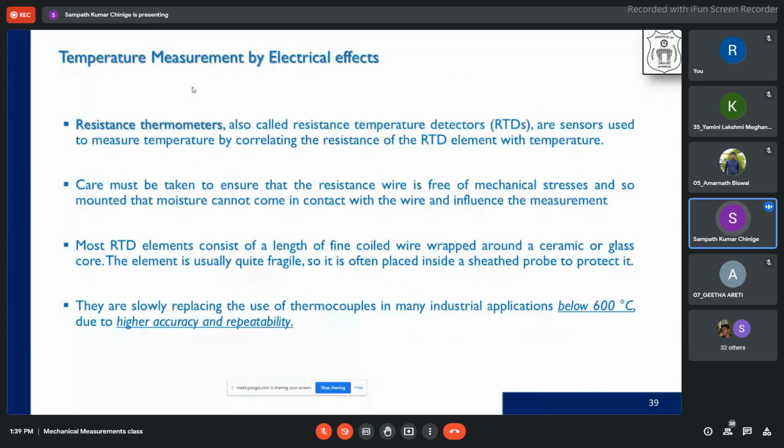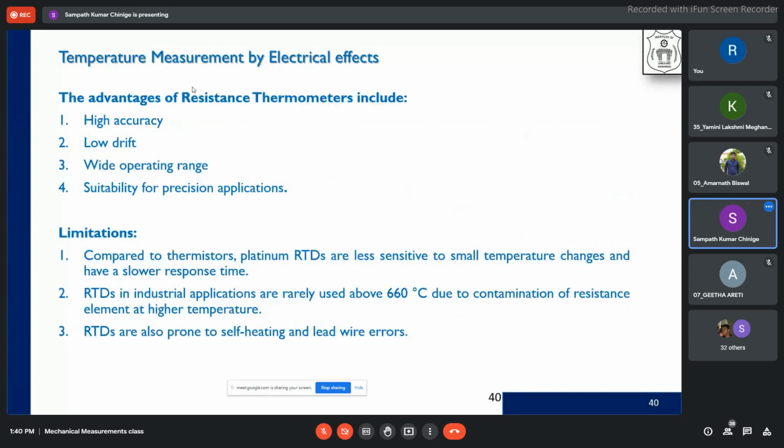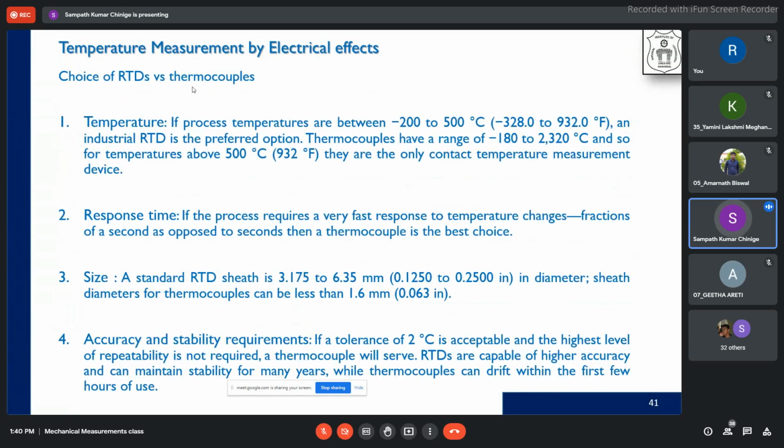So resistance thermometers: based on temperature, the resistance gets varied, and by measuring the variation in the resistance, we are able to measure the temperature. So this is basically the RTD principle, resistance temperature detectors. And we also looked at the advantages and disadvantages of the RTDs compared to thermocouples. And the choice of when to use an RTD or when we want to use thermocouples, what are the various scenarios or conditions where we prefer one over the other. We have looked into it.